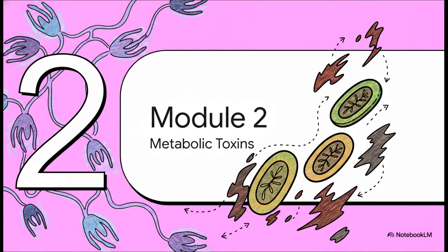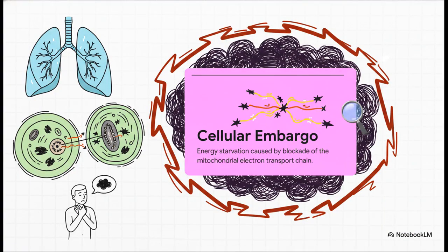Moving right along to Module 2, metabolic toxins, we're dropping down from the nerve synapses and going straight into the cellular powerhouses themselves, the mitochondria. Here's the core first principle of metabolic toxins. They literally create an embargo on cellular respiration. These aren't toxins that just make you a little sleepy. They violently starve the body of energy at a microscopic level by completely blocking the mitochondrial electron transport chain. The patient's lungs might be working fine, but their cells are suffocating.